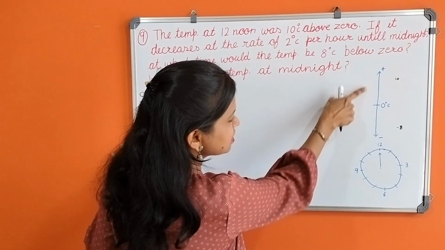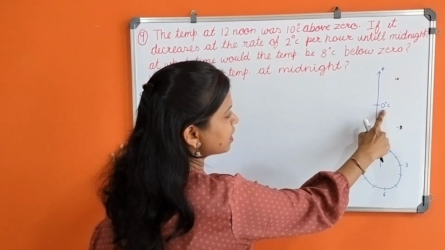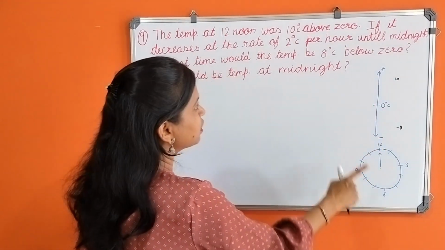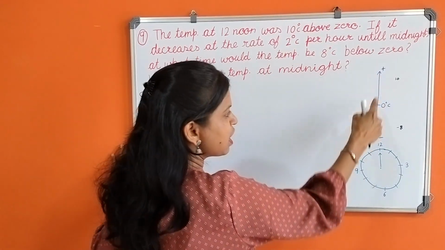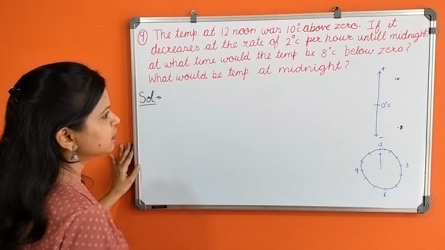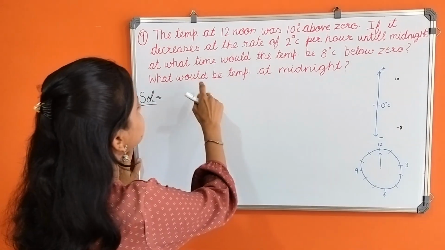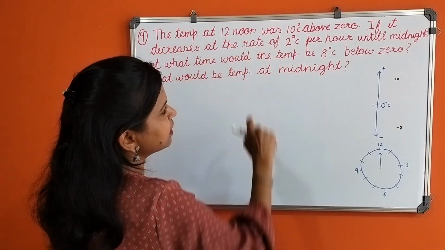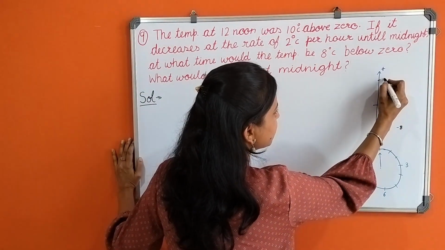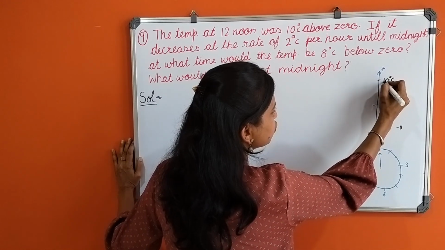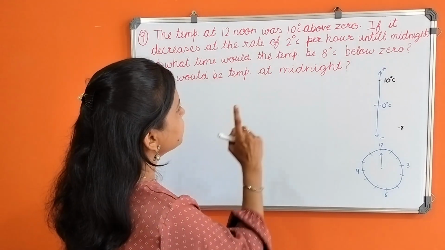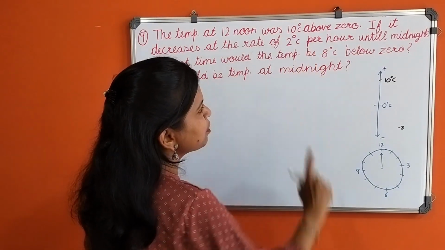So, suppose this is our number line. This is the midpoint at 0 degree centigrade. Above this, all are positive, means temperature is positive. Below this 0, temperature is negative. So, at 12 noon, it is 10 degree above 0. So, above 0, at 12 noon, the temperature is 10 degrees centigrade. The temperature is decreasing at 2 degrees centigrade per hour.